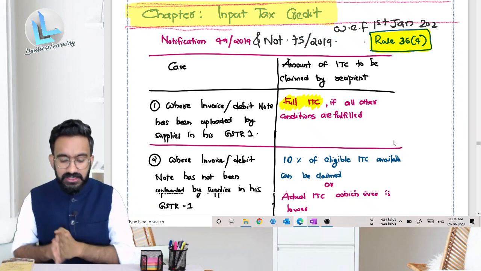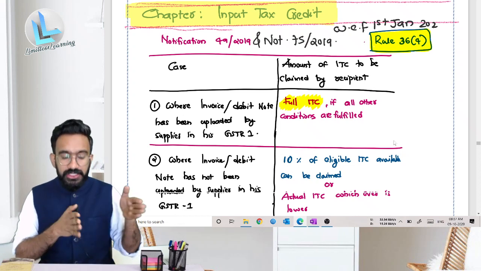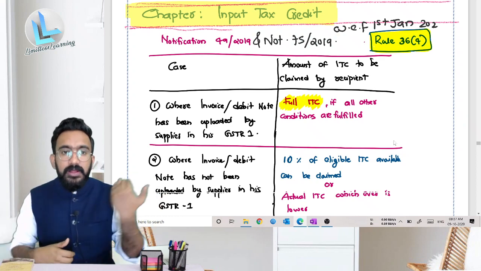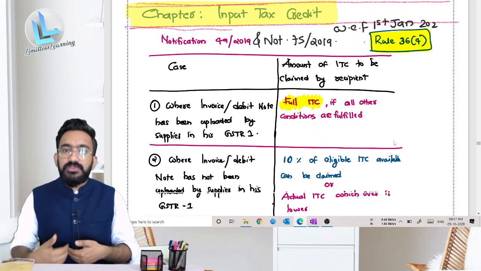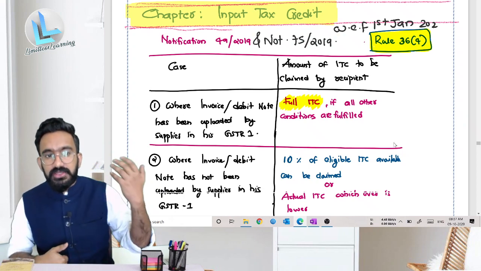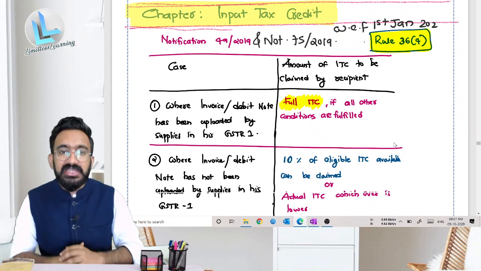Okay, so what is this update on the condition? We already know that there are 4 conditions, in Section 16 subsection 2, clauses A, B, C, D, which you will have to satisfy, then only you can take the credit. Like you should have the invoices, you should receive the product, the tax should be paid, you should file GSTR-3B, and all these things have to be satisfied.